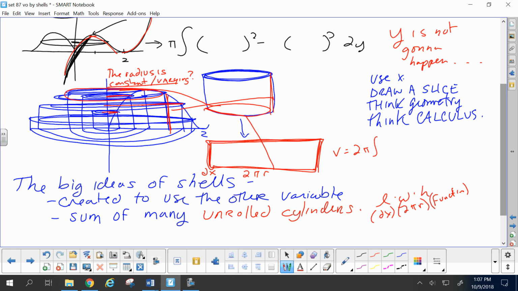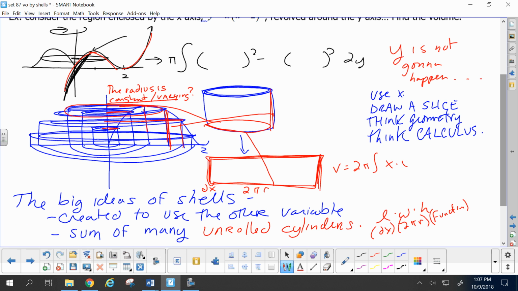The radius. Is the radius of all these shells the same, or is it constantly varying? Varying. And is it varying x or varying y? X. So horizontal distance x. The height seems like it's just here or here, isn't it? Just the distance from the axis up to the function, which in this case is x times (x minus 2) quantity squared. The thickness of the sheets is dx.